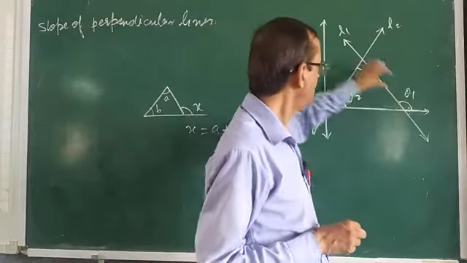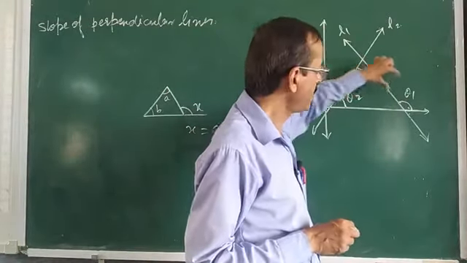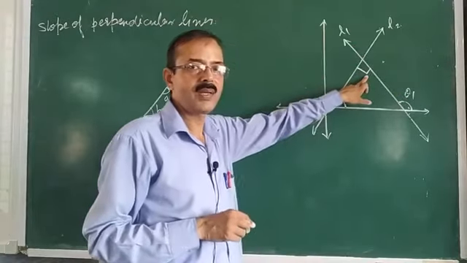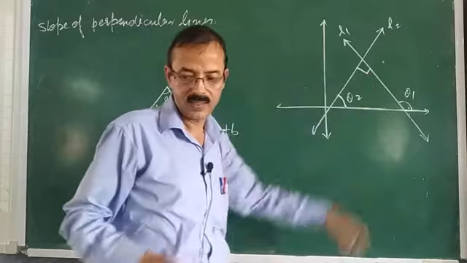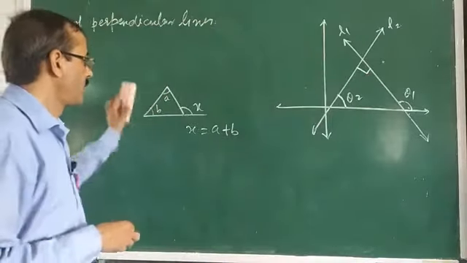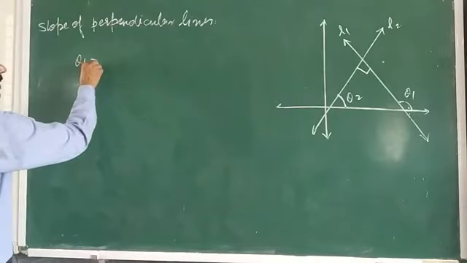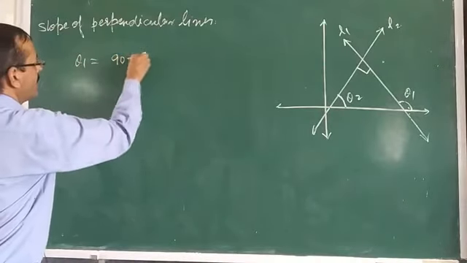Theta 1 is equal to 90 plus theta 2, since the exterior angle is equal to the sum of the opposite interior angles. This is the 90 degree angle, where two lines L1 and L2 intersect at 90 degrees. So theta 1 is equal to 90 plus theta 2.